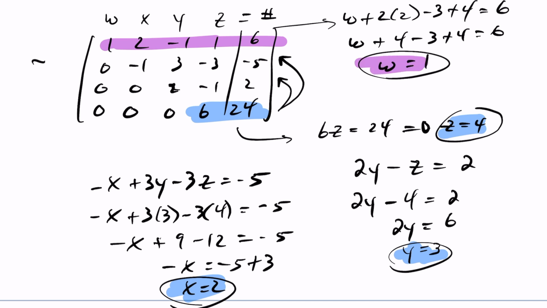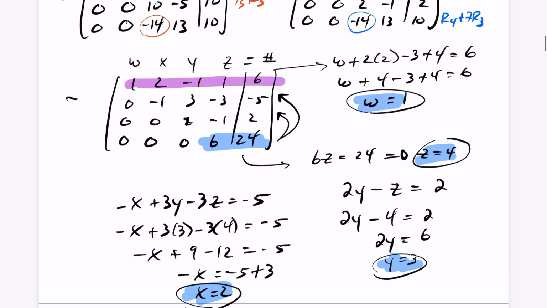So solving for this here, using our w, x, y, and z, I get the point of intersection, and there is only one here. The point of intersection for this system is 1, 2, 3, and 4.